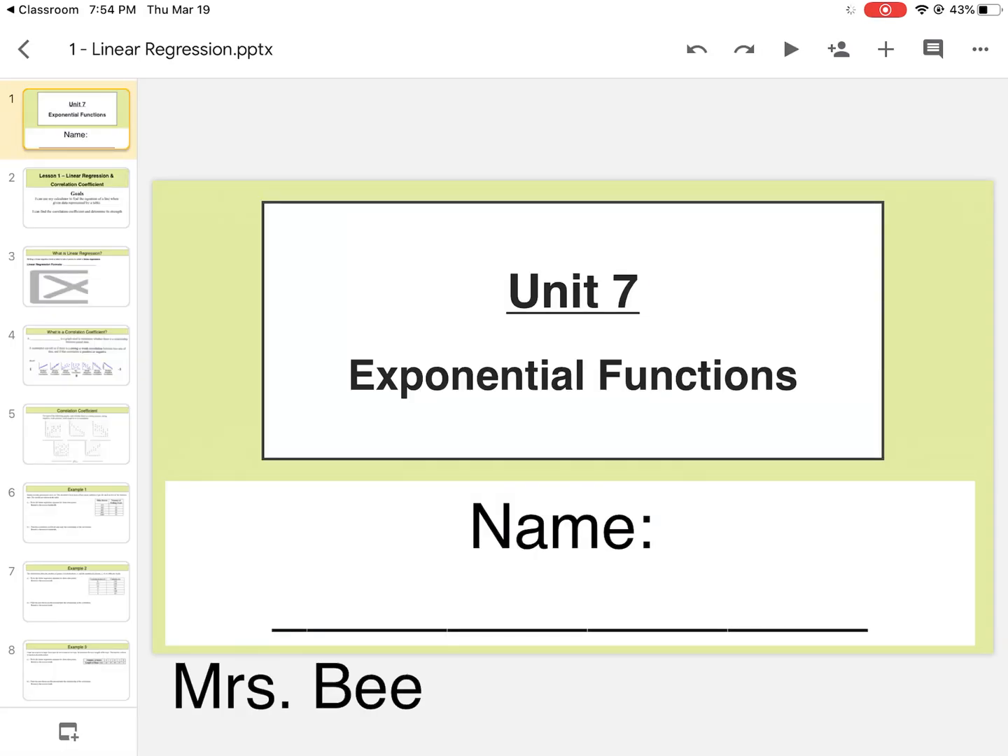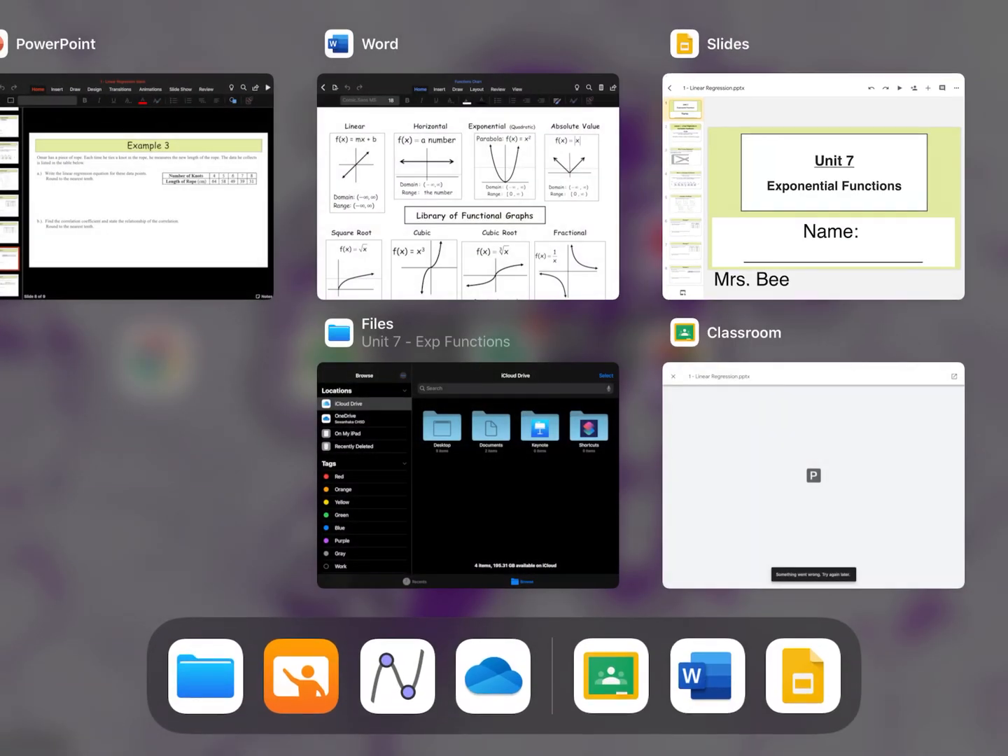You can either make a copy of that for yourself and print it out and take notes. You can take notes right on your iPad, or you can take notes in a notebook if you want. You don't have to print any of these things out if you don't have a printer. That's totally up to you, but I would advise that you take notes. So I'm going to go back to our classroom.